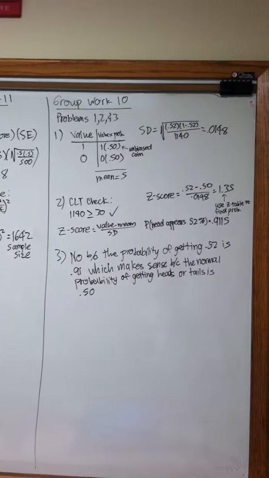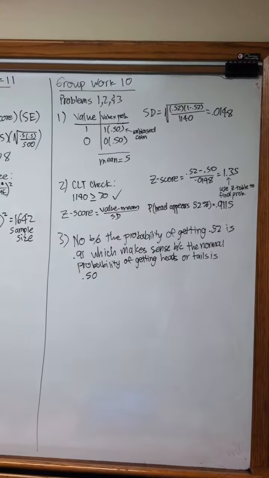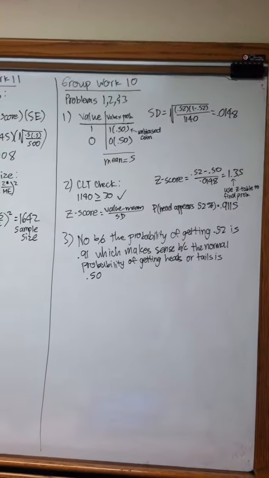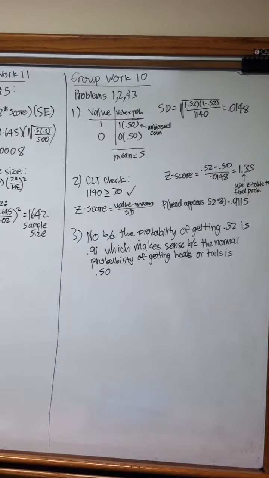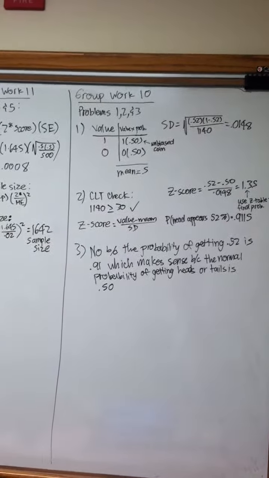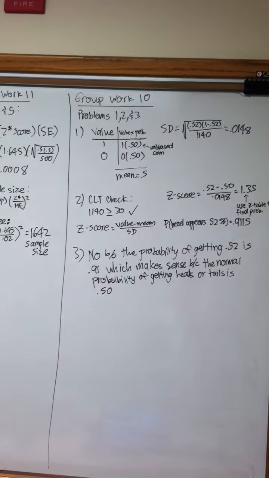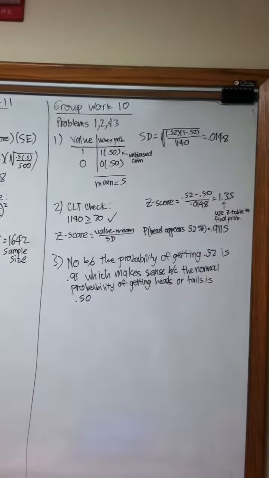I'll be doing group work 10, problems 1, 2, and 3. In this problem, they ask, in the 11 a.m. section, 38 students each tossed pennies 30 times for a total of 1,140 tosses. Heads appeared in about 52% of all tosses.